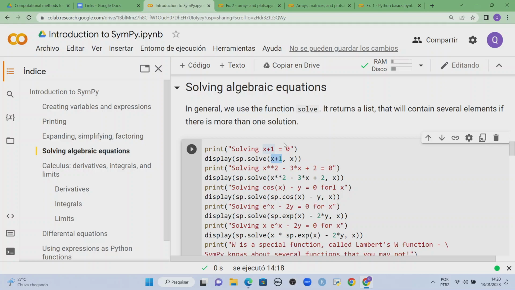So if you have something on the right-hand side, say you want to solve x plus 1 equals x squared, you have to pass x squared to the left-hand side so that the right-hand side is 0. And then the second argument is the variable that you are solving for. If you have, for instance, x plus y equals 0, then x is equal to minus y. This is the solution for x, but if I wanted to solve for y, then y equals minus x. So you have to provide which variable you're solving for.